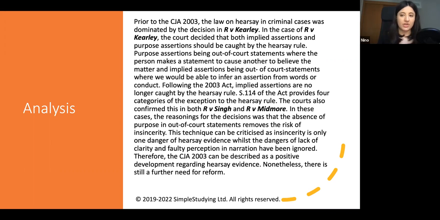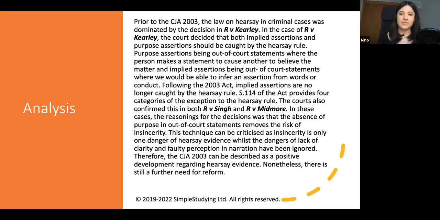Section 114 of the Act provides four categories of exception to the hearsay rule. The courts confirm this in both R v Singh and R v Midmore. In these cases, the reasoning for the decisions was that the absence of purpose in out-of-court statements removes the risk of insincerity. This technique can be criticized, as insincerity is only one danger of hearsay evidence, whilst the dangers of lack of clarity and faulty perceptions in narration have been ignored.